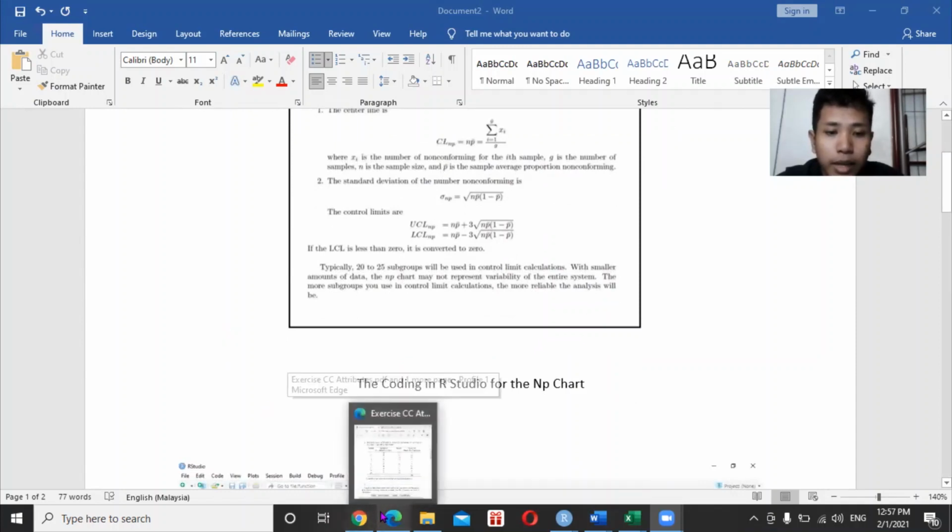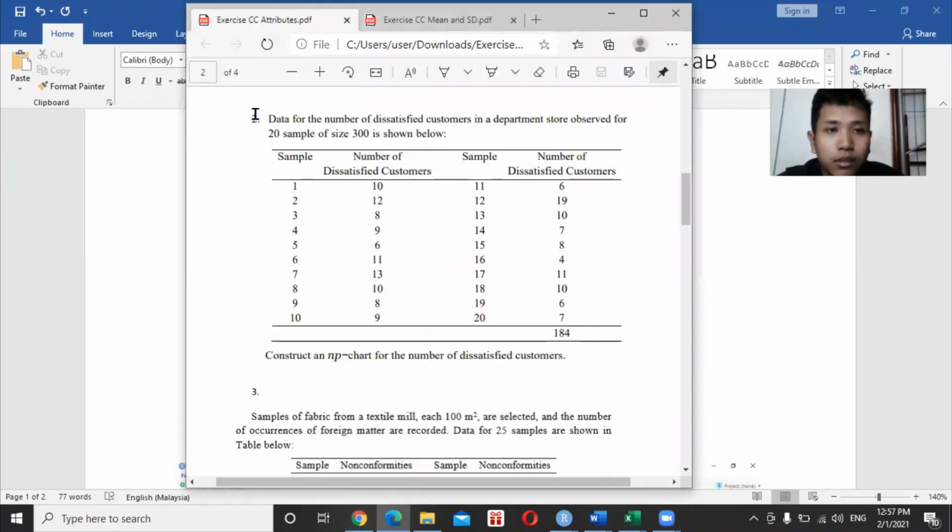Okay, so let's look at the example. This is the question given, question number 2. It is about the number of dissatisfied customers in a department store observed. There are 20 samples of size 300, as you can see. Then you do the NP chart.